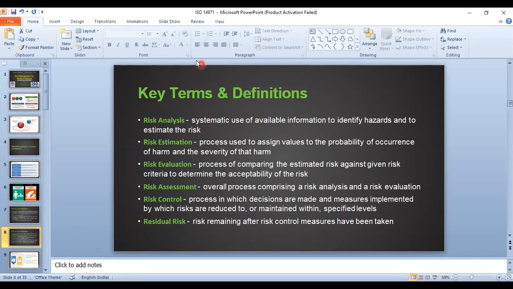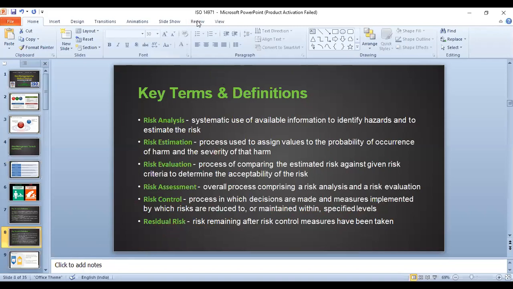Right? Clear? All these definitions: risk analysis, risk estimation, risk evaluation, risk assessment, a combination of risk estimation and risk evaluation, and risk control. That means we have to maintain the risk within the specified levels. And residual risk: what is the risk left over after we have taken the proper measures to reduce the risk is known as a residual risk.